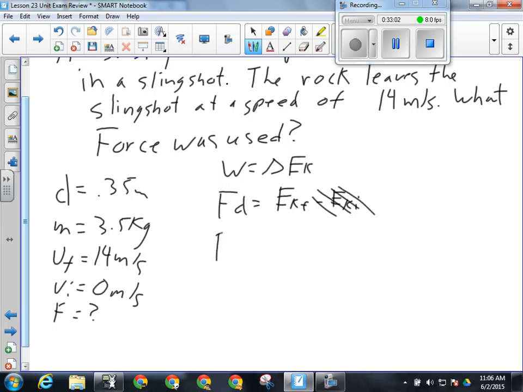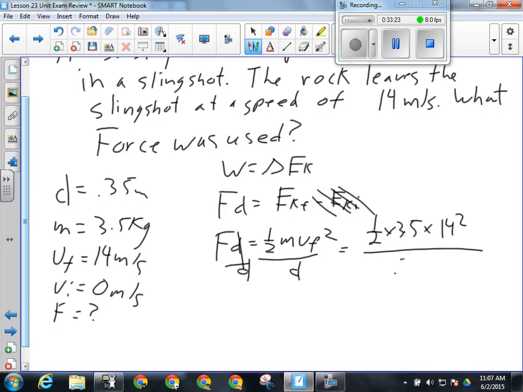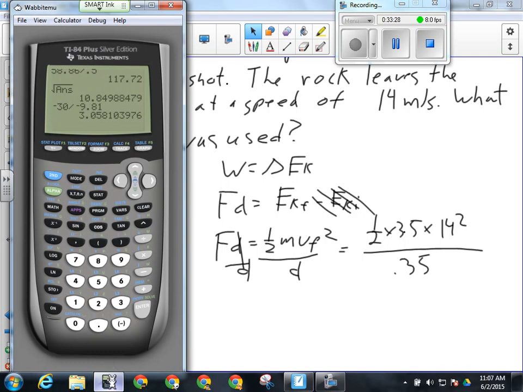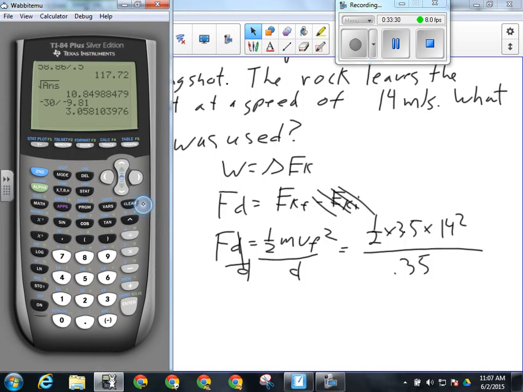All right, so force times distance equals 1/2 mvf squared, and I'm looking for F, so what do I do with D? All right, so we've got 1/2 times 3.5 times 14 squared over 0.35. All right, so I think we're going to have kind of a big number for force here, but that's all right.